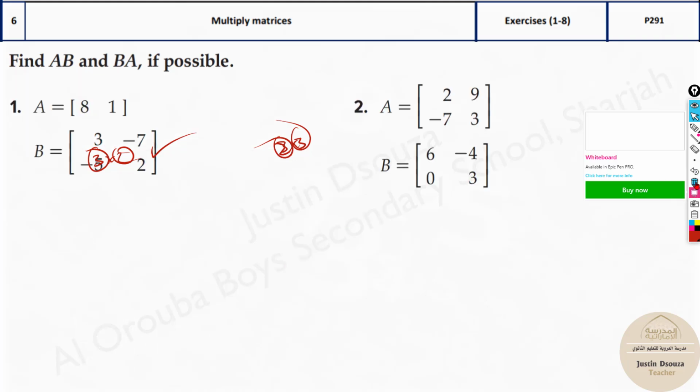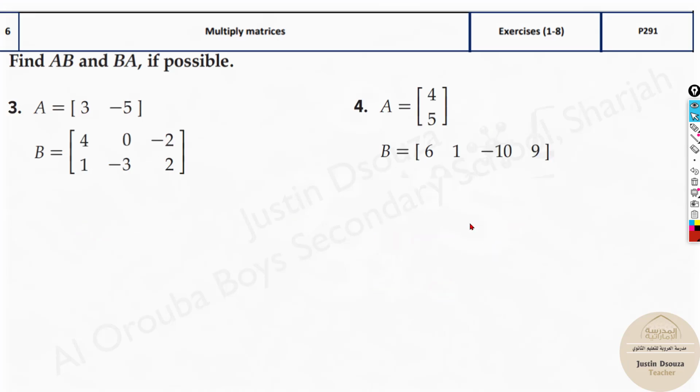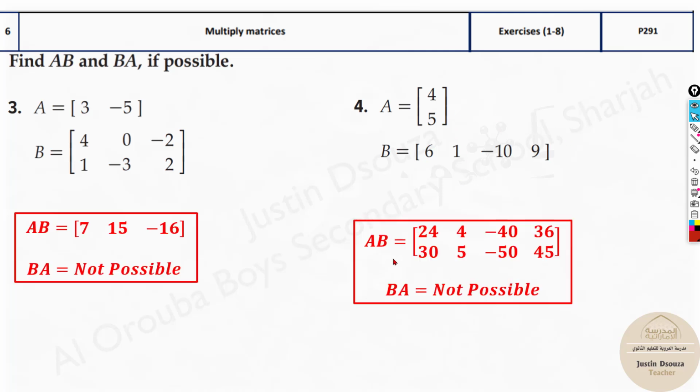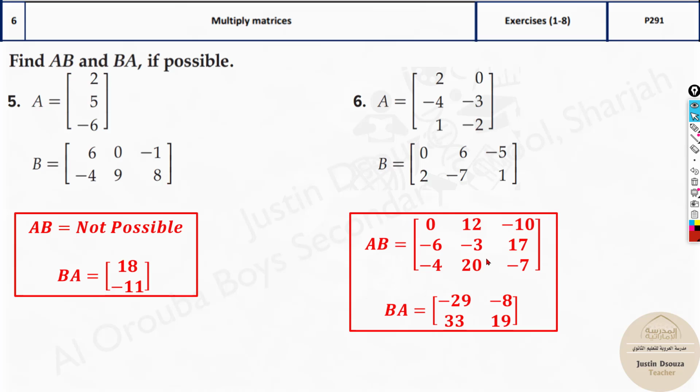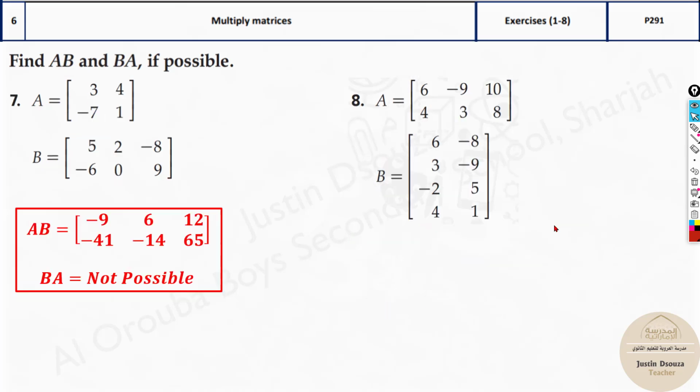And please do try these by yourselves. You can use the calculator method or you can do the long method as well. Generally, you're supposed to have only 2 cross 2 or 3 cross 3 matrices, but over here there is one 4 cross, this is one row, 4 columns. Try this by the method we just saw. You need to multiply and then you will get the answer. Over here is the answer. It's very simple, but BA is not possible because it's a dimensional error. And same thing, please do solve these and then check your answers over here.